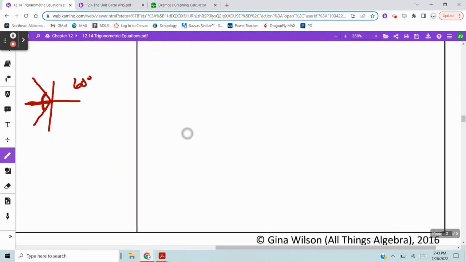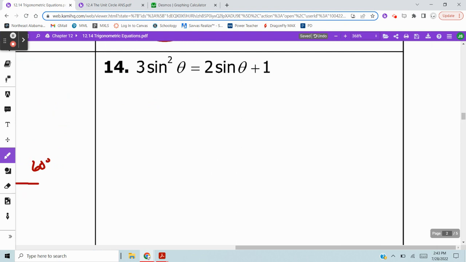And I'm not going to graph these for the rest. You can graph them if you'd like to double check them.